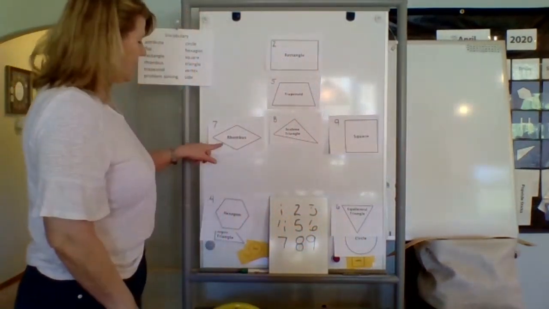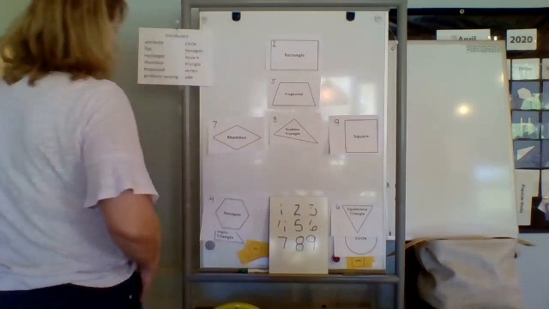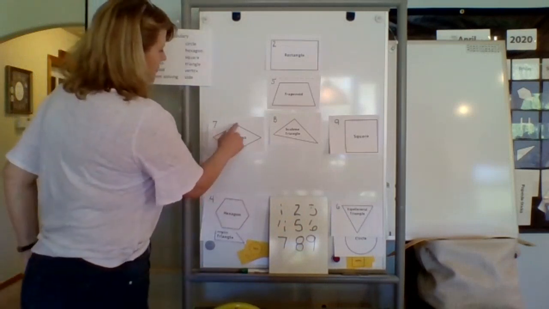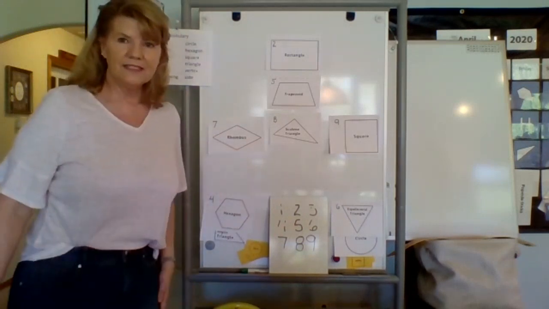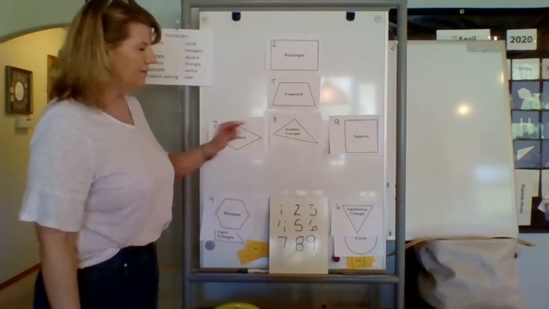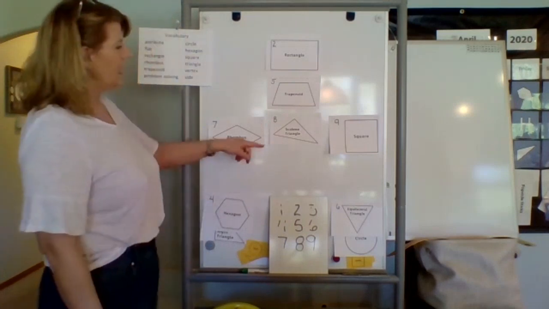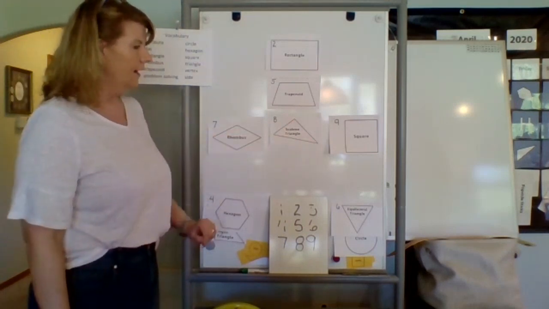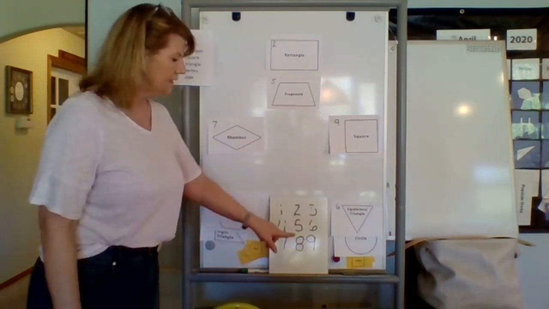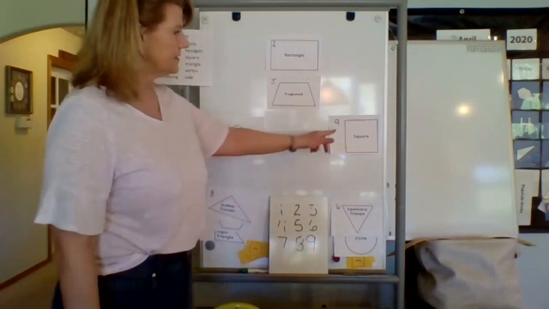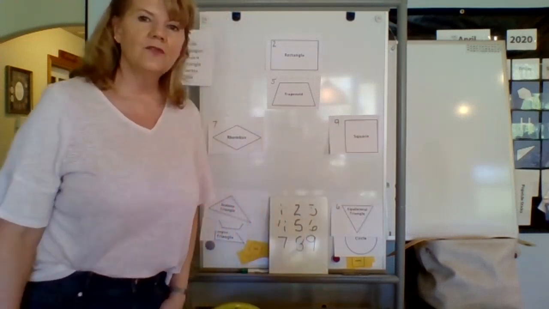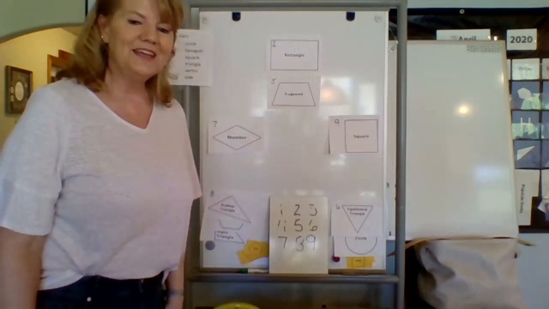Okay, so now we have the rhombus. How many sides does the rhombus have? The rhombus has 4 vertices. 1, 2, 3, 4. 4 vertices, it stays. The scalene triangle, how many vertices does it have? It has 1, 2, 3. We'll have to remove it. And last but not least, how many vertices does a square have? 1, 2, 3, 4. A square has 4 vertices, so we're going to leave that.